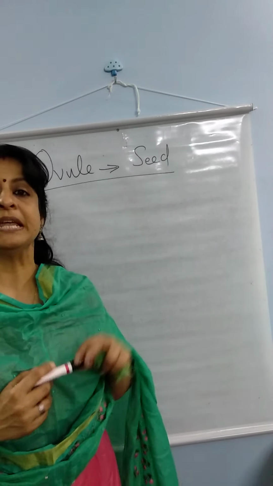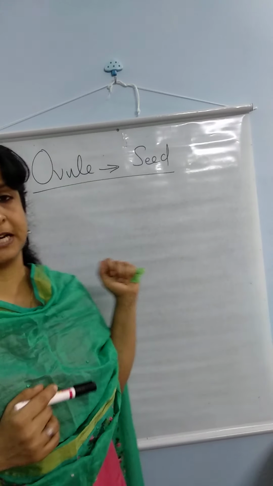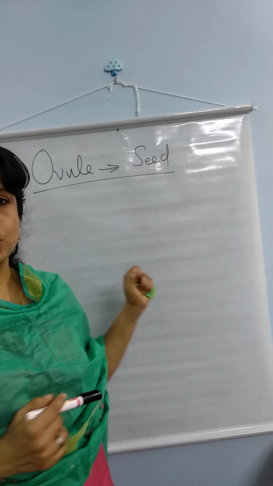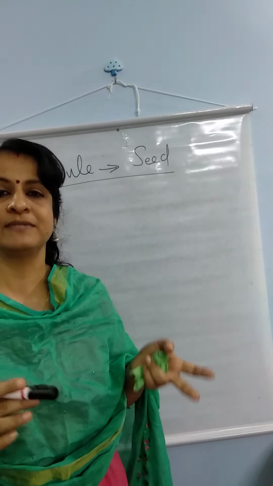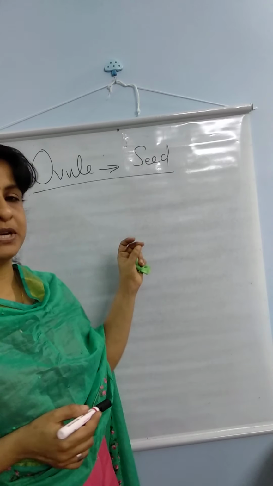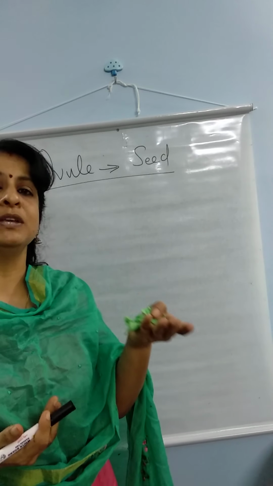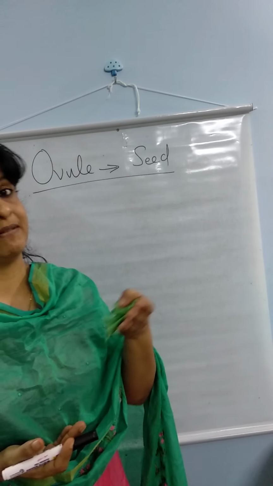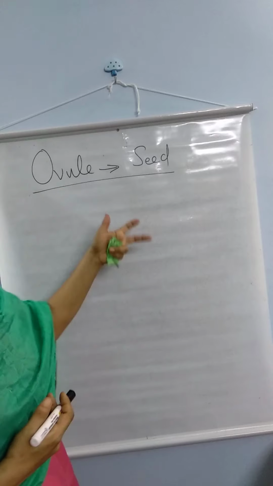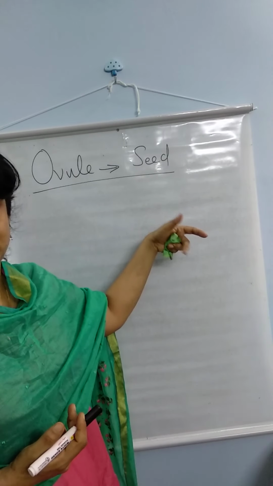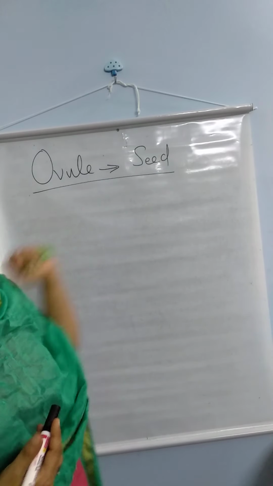See, reproduction in flowering plants, the last part is seed. So first we know that the final product of sexual reproduction is the formation of fruit and seed. And we know that ovary is developing into the fruit and ovule is developing into the seed. So now how an ovule gets transformed into seed, that is what we are going to study here.